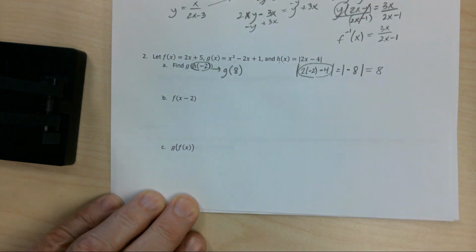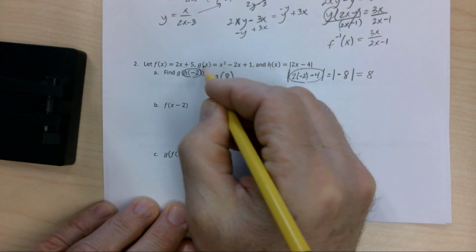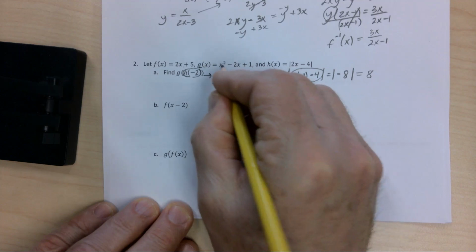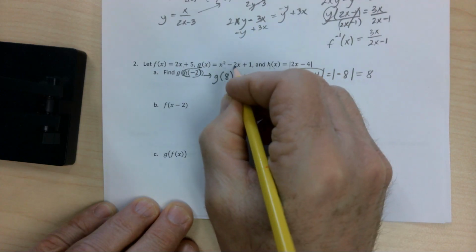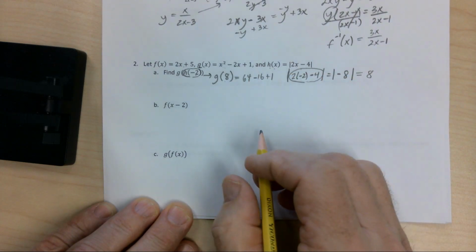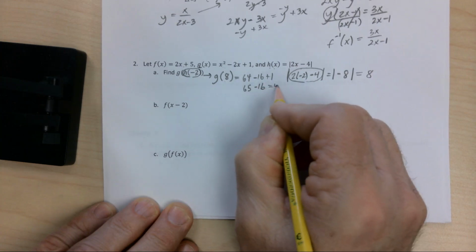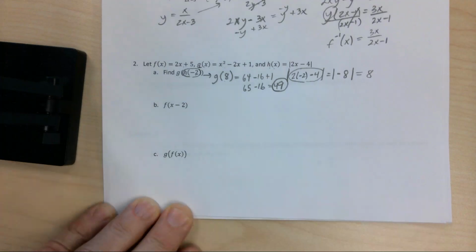So it looks like it's going to be a little work. Now we've got to plug this in here and here because that's where g is to be found. So 8 squared is 64. 8 times negative 2 is negative 16 plus 1. So it's really 65 minus 16, which is, let's take a shot at 49.